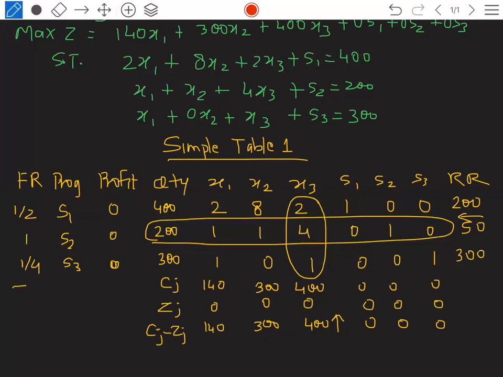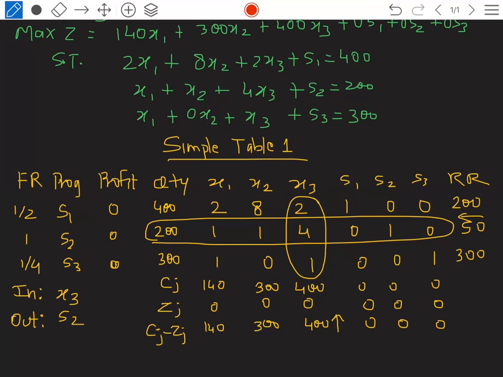Along with that, we decide which is our incoming variable and which is our outgoing variable. Incoming variable, we know it is always the key column. So the incoming variable is X3, and outgoing variable is always the key row, which is S2. So that is simplex table 1.